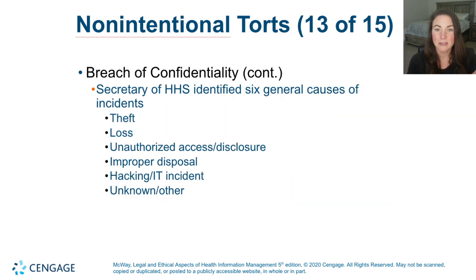Now, each year, the Secretary of Health and Human Services creates an annual report that they give to Congress that summarizes all of the breaches in that calendar year. A few years ago, they identified the 6 general causes of these breaches: theft, loss, unauthorized access or disclosure, improper disposal, a hacking or IT event or incident, and then unknown other.